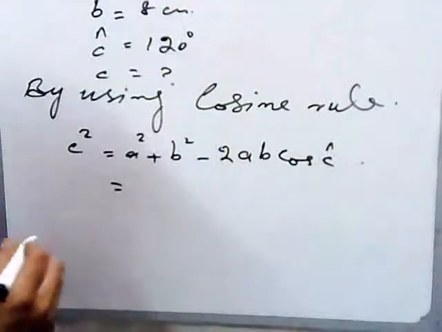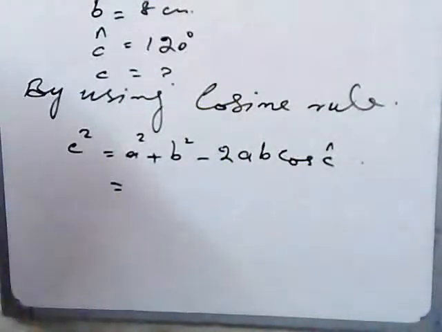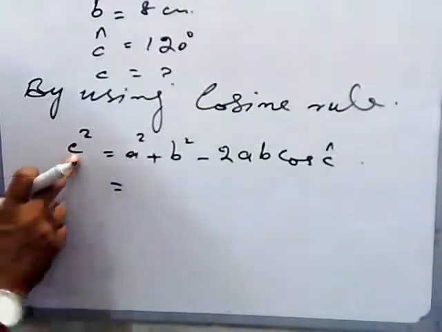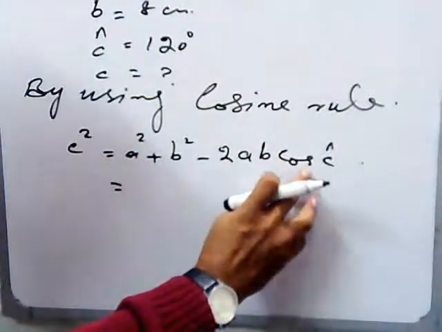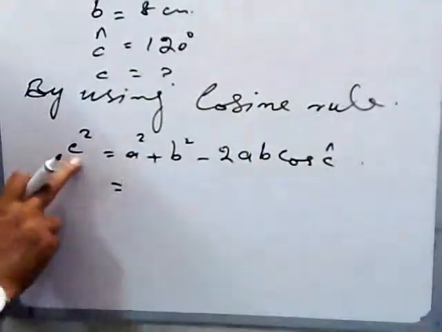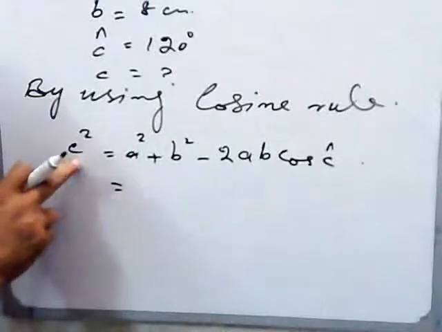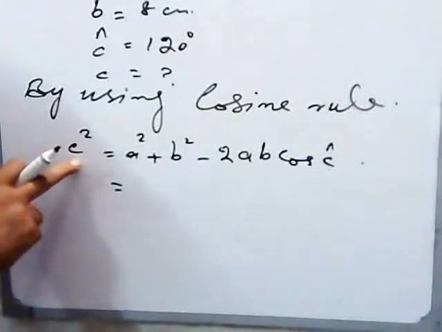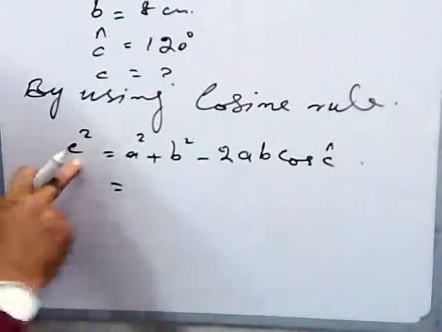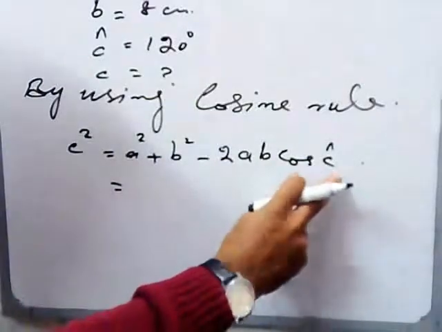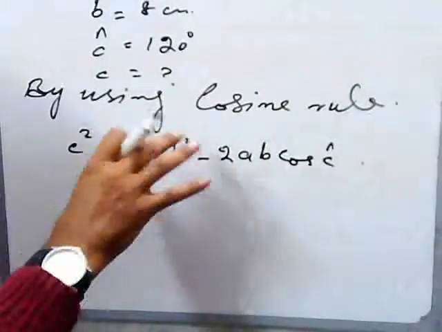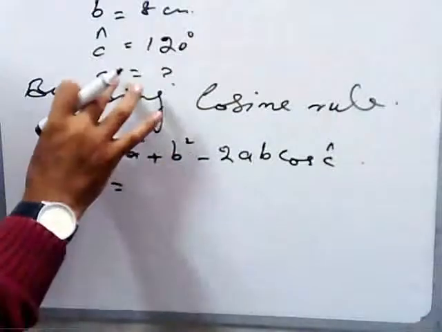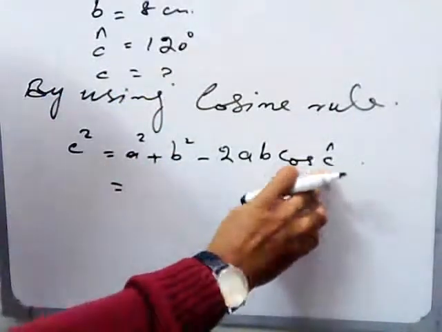So putting the values, because whenever you have to find the side c, then it is cos C. When it is b, then cos B. When it is to find a, then cos should be A. So these are the three forms of the cosine rule. Here we have to find c, so the angle should be C.